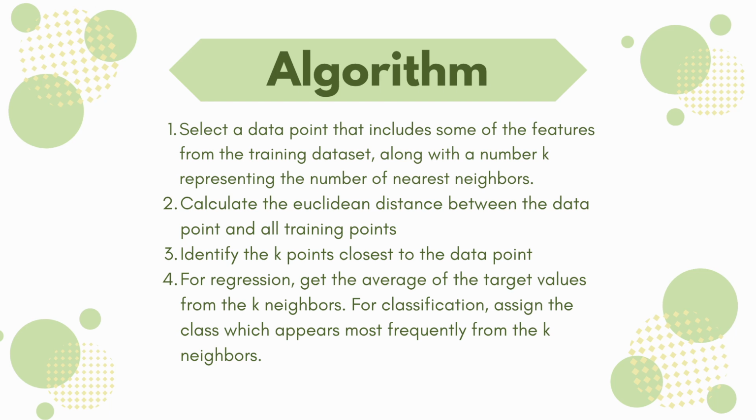For regression, take the average of their target values. For classification, you can choose the most common class among the neighbors. This result becomes your prediction.